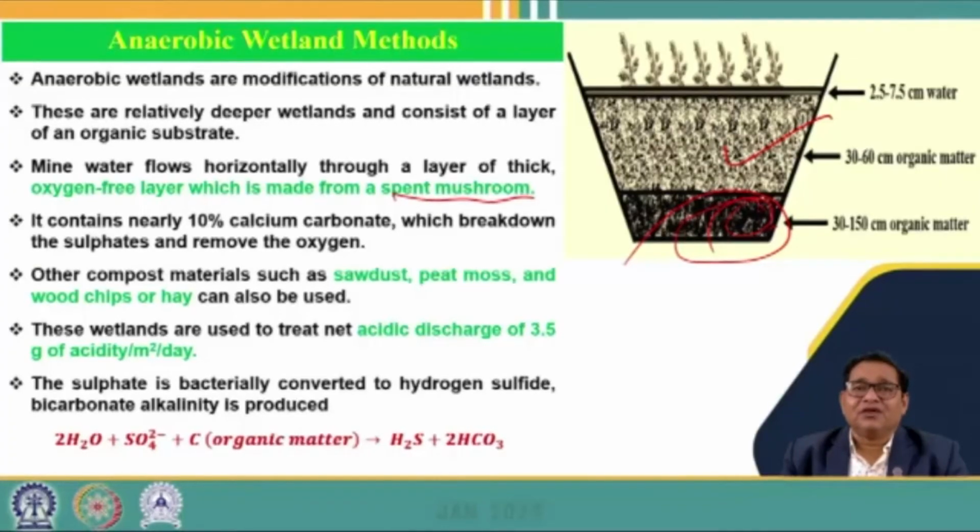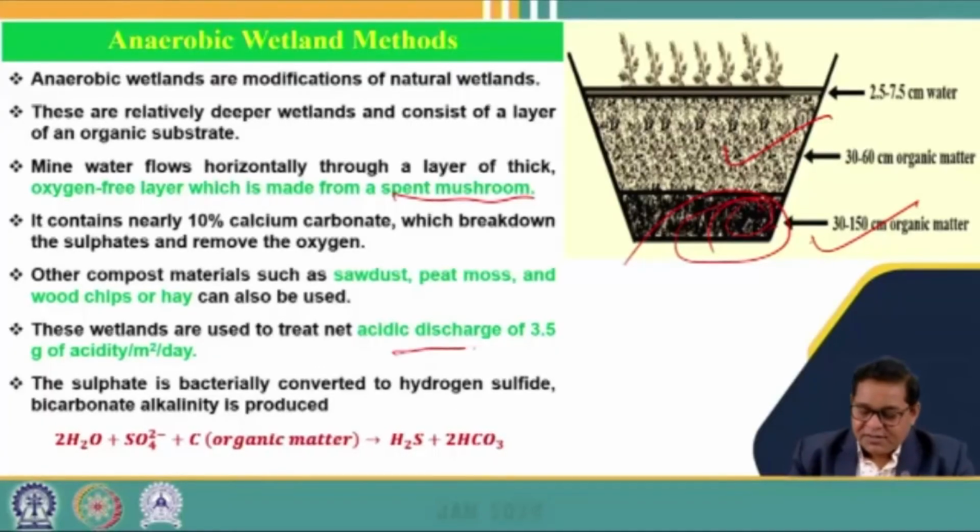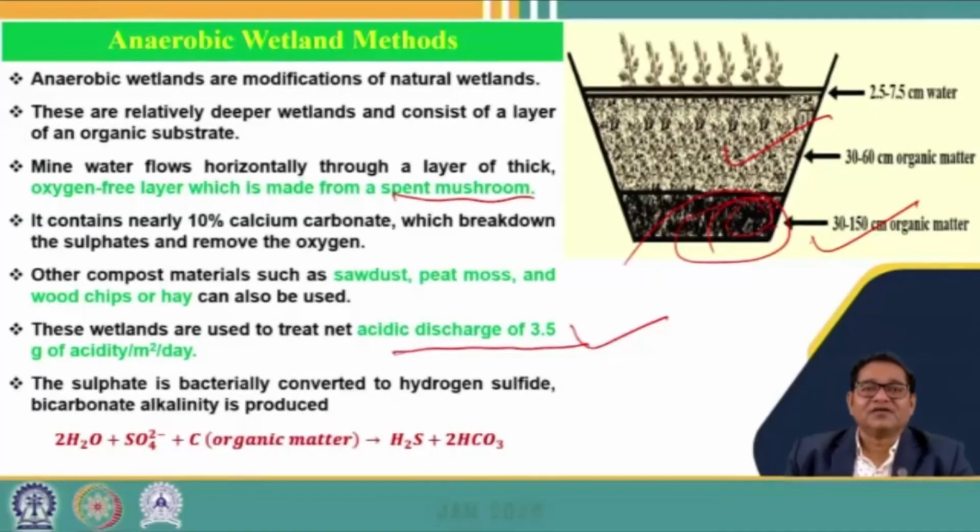This spent mushroom compost contains 10% calcium carbonate, which breaks down the sulfate, removes the oxygen and creates anaerobic conditions in the wetlands. This material can also be other compost materials such as sawdust, peat moss, wood chips or hay, which can be used at the bottom instead of the spent mushroom. These wetlands are used to treat acidic discharge at an application rate of 3.5 gram of acidity per meter square per day. This is the surface application rate, or the loading rate, of acidity into the wetland.